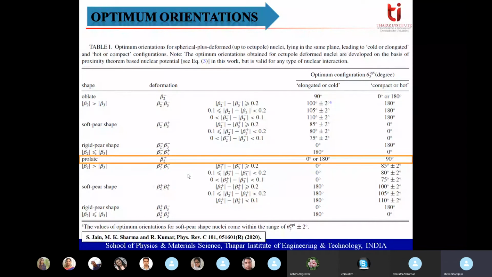Similarly, as we add the value of beta 3 in beta 2 plus, now you can see the fluctuations in the case of hot configurations instead of the cold one. So this is what we obtained at the level of symmetry breaking shapes for the calculation of optimum orientations.